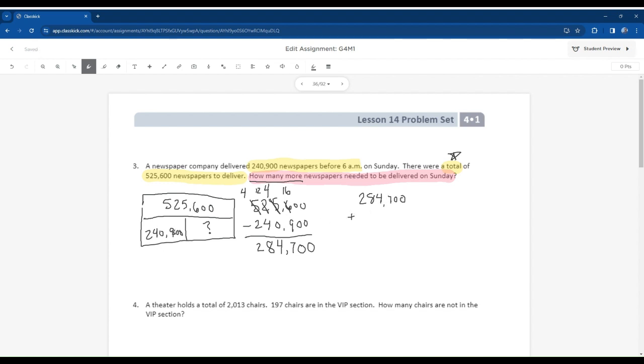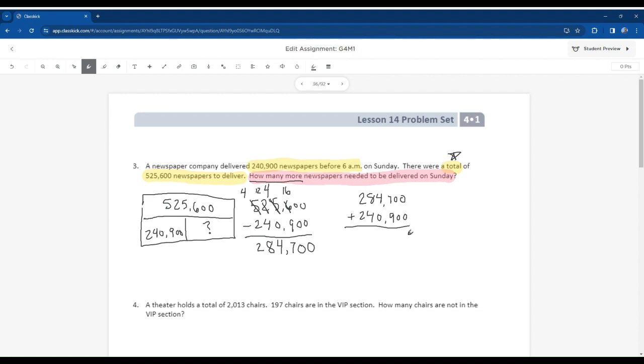Going to check my work by doing that amount, that difference, plus the amount that was already delivered, and if I did the arithmetic correctly, I should end up with my total, 525,600. As long as this sum checks out to that, we know we did it correctly.